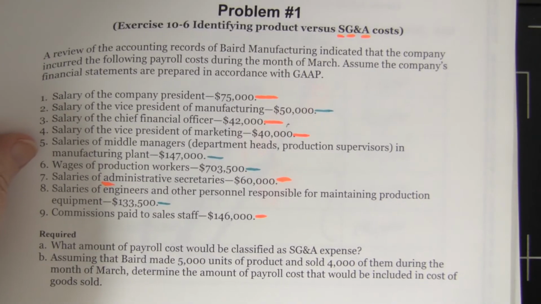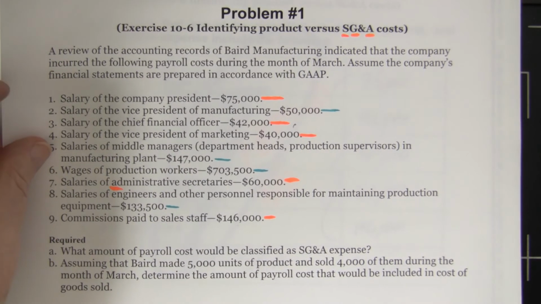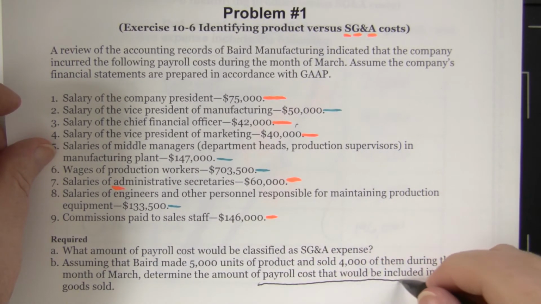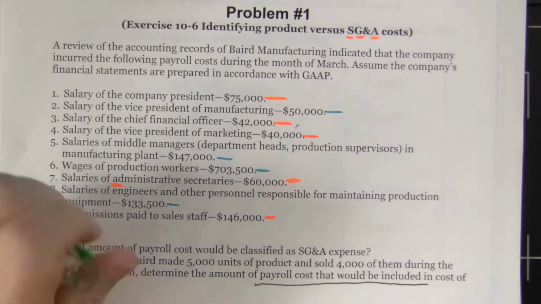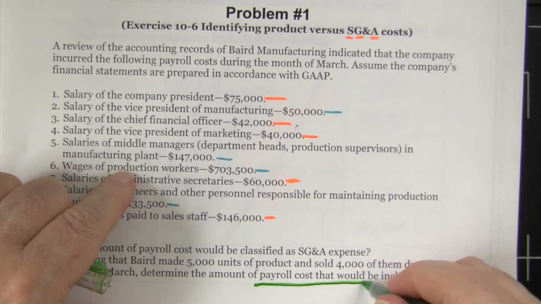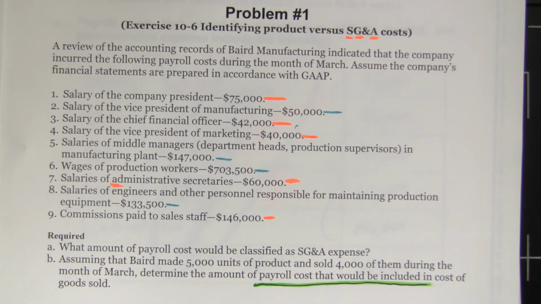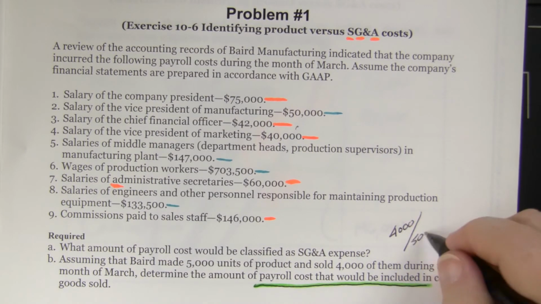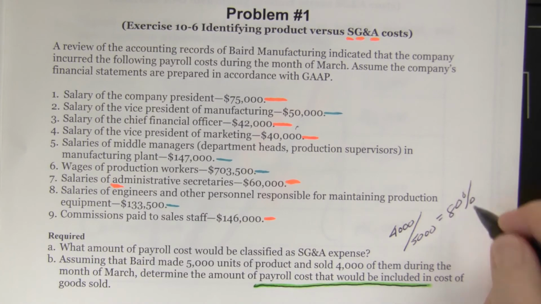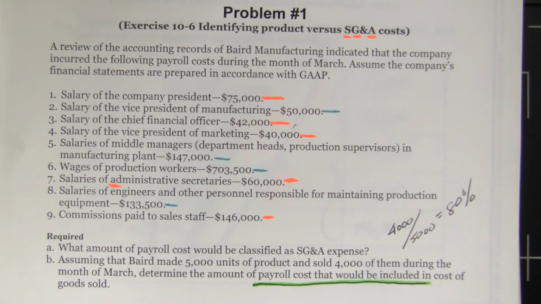Now, the next thing it asks us to do is, assuming that they made 5,000 units of product and sold 4,000 of them, determine the amount of payroll cost that would be included. That's the key. That's the trick. Because we have to first consider the total payroll cost, and then we have to put a percentage in. They told us that they sold 4,000, they made 5,000, so they sold 80% of what they made, and that 80% goes to cost of goods sold. That's the piece they wanted you to see. So let's go through and do that piece.